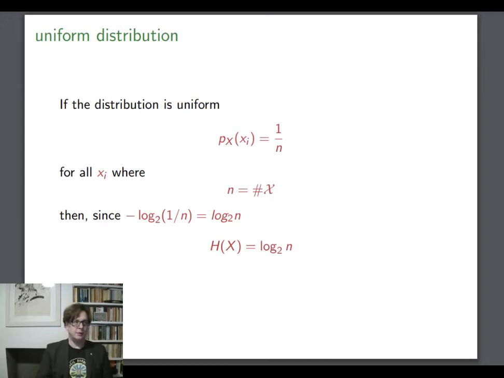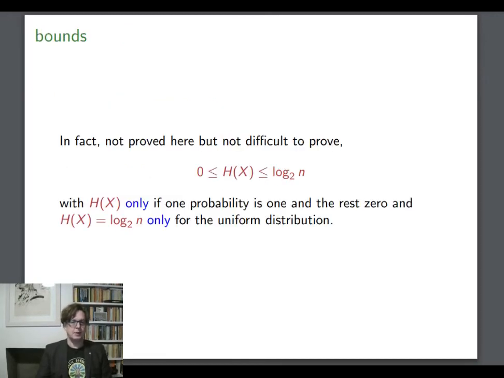So now we have two examples: the determined case, where you have h of x is 0, and the completely random case, where everything is equally likely, you have h of x is equal to the log base 2 of n. And so, in fact, it turns out that these are bounds. This isn't difficult to prove. We're just not going to prove it here for the sake of time and space.